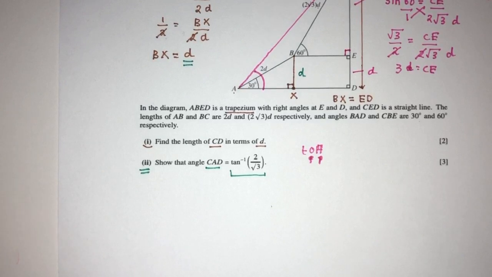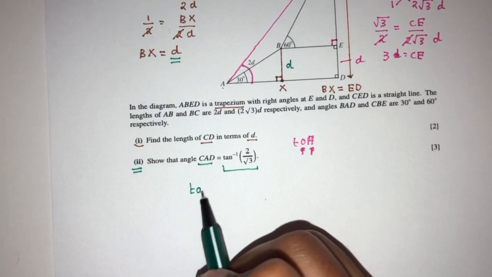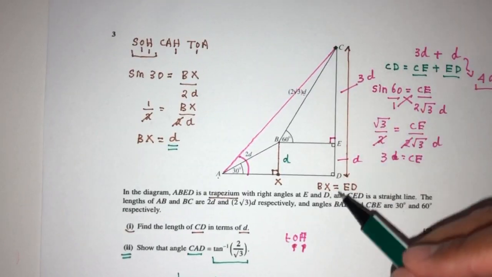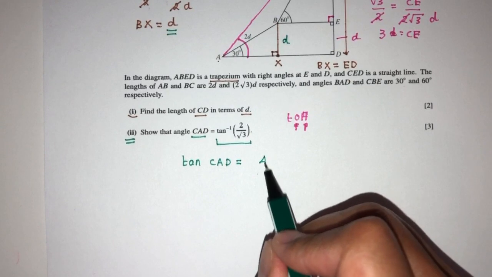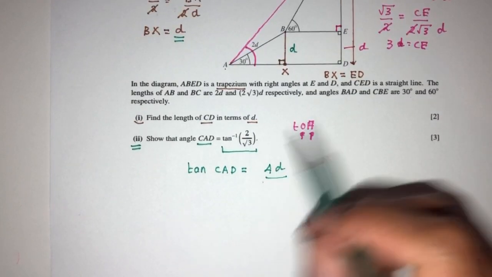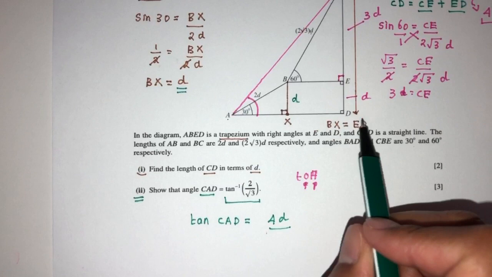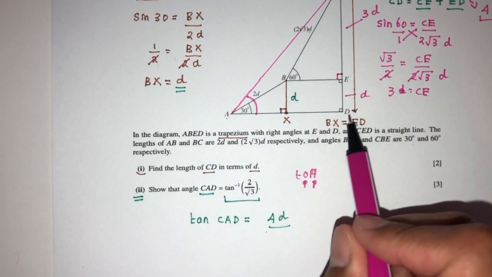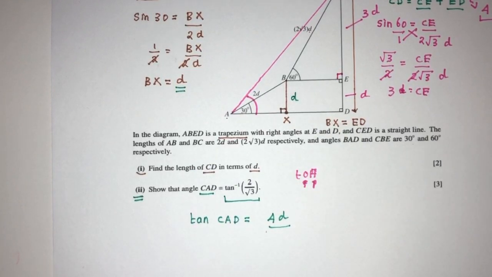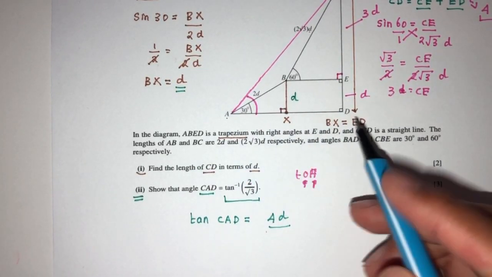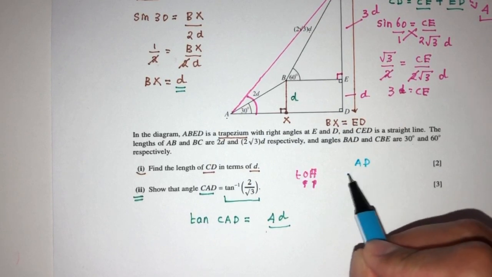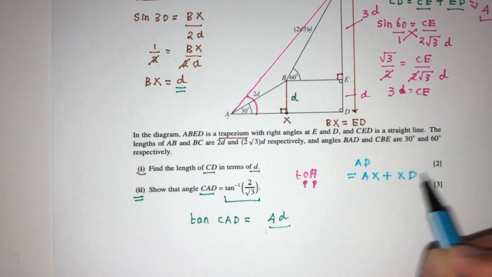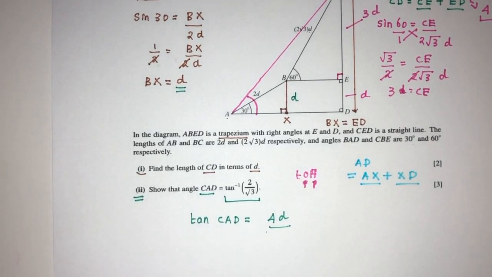So you have to be opposite side over adjacent side. So let's see. Tan of the angle CAD has to be what? Opposite side, it is this side, has to be 4D divided by the adjacent side, which has to be this side. Now we have to find those sides again. We don't know the value of this side. So again, AD, how can we find AD? AD will be this whole thing. Now by observation, AD is equal to AX plus XD. That will be this plus this.